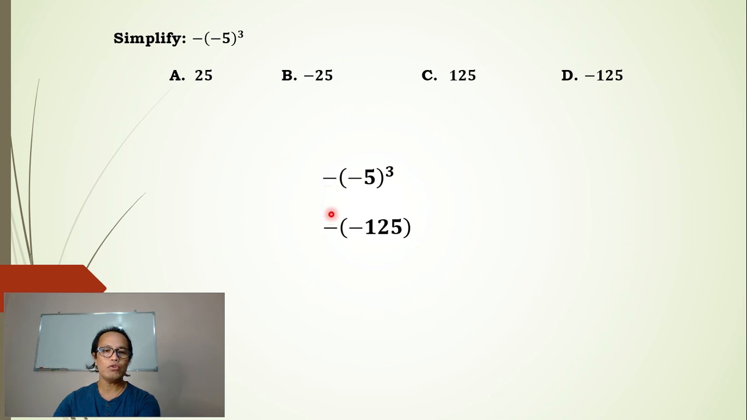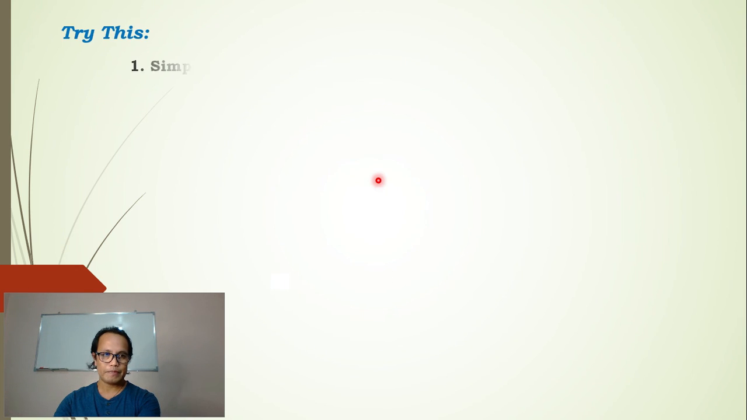So what we need to do is just simply copy this negative and we simplify negative 5 quantity cube, meaning we multiply negative 5 three times. So negative 5 times negative 5 times negative 5, of course that gives us negative 125. This time, we multiply negative 125 to the negative outside the parentheses, so negative times negative is positive. So therefore, this is equal to positive 125. So our correct answer is letter C, 125.